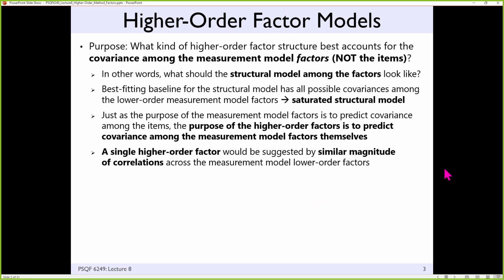So higher order factor models work the same way as factor models on items, but at the level of the factors as indicators. So if I have 3 factors, then I can have 3 covariances between them, right? I can do that. What if I think that my 3 factors are actually facets of some higher order factor?